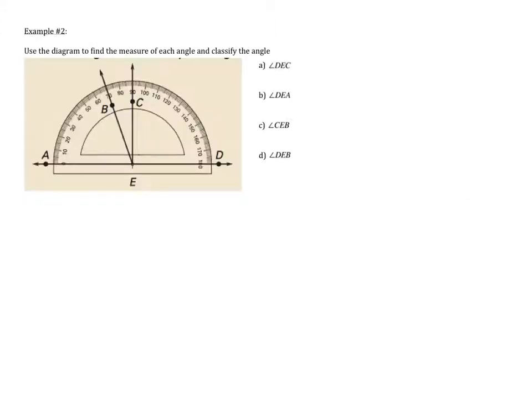Let's look at example 2. It says, use the diagram to find the measure of each angle and classify the angle. Let's start with angle DEC, which is part A. DEC, you can see here, is exactly hitting at 90 degrees. That would be a right angle.